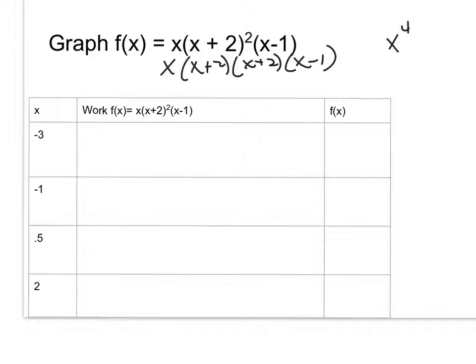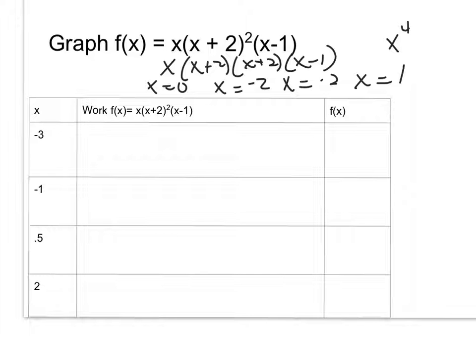So my zeros are going to be x equals 0, x equals negative 2 twice, and x equals 1. So when I plug numbers in, I'm going to pick numbers to the left of negative 2, so I picked negative 3. I'm going to pick numbers between negative 2 and 0, so I picked negative 1. I'm going to pick numbers between 0 and 1, so I picked a half. And I'm going to pick numbers to the right of 1, so I picked 2. And those are the numbers I'm going to plug in.